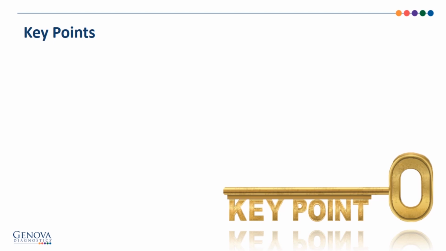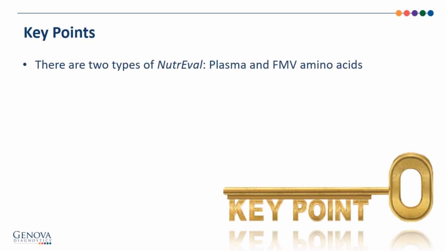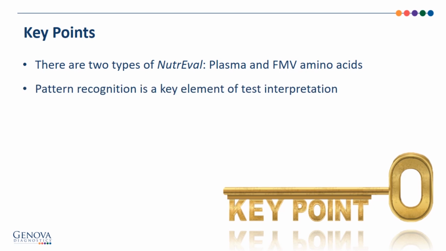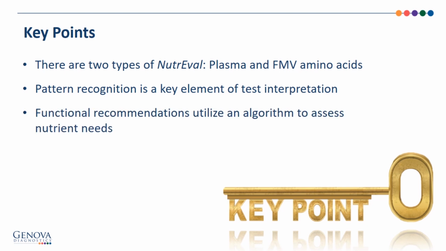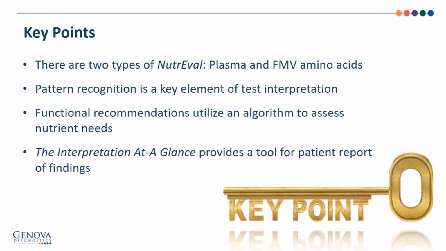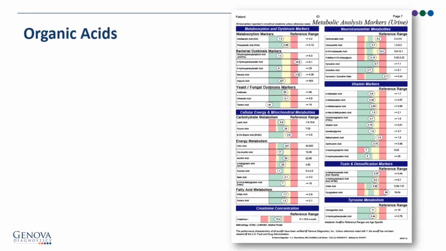So our key points up to now: there are two types of NutrEval, a plasma and first morning void amino acids. Pattern recognition is a key element of test interpretation. Functional recommendations utilize an algorithm to assess nutrient needs. The interpretation at a glance provides a tool for patient-reported findings.